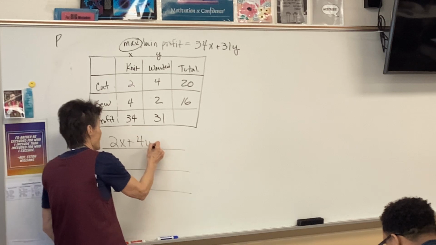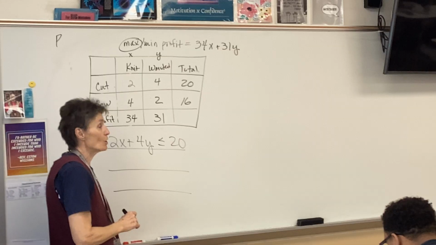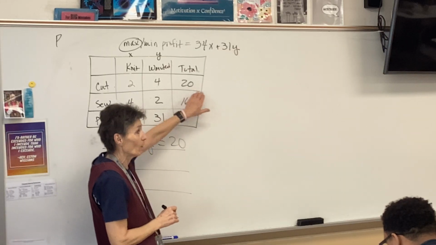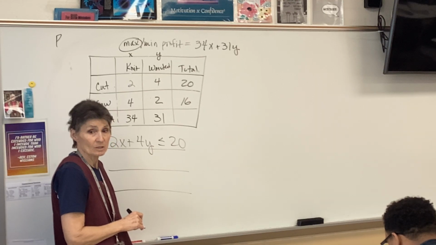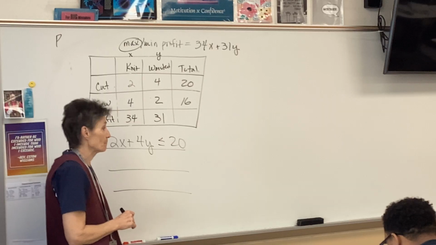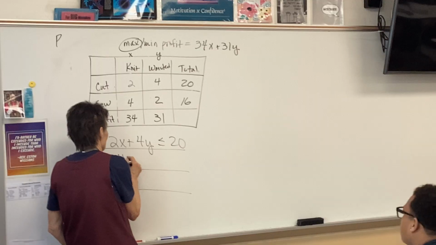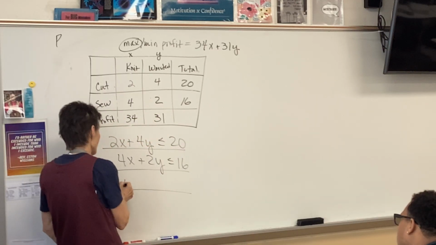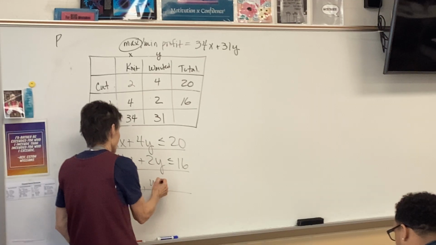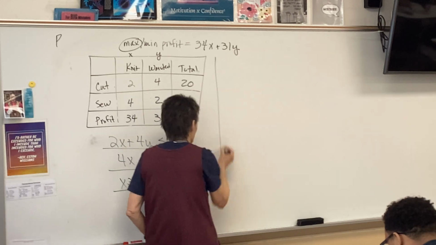2x plus 4y is less than or equal to 20? You only have 20 hours. So 2x plus 4y is gonna have to be less than or equal to 20. What's another one? 4x plus 2y is less than or equal to 16. And then of course we have our implied ones. X and Y are both positive, that's okay. We get that.